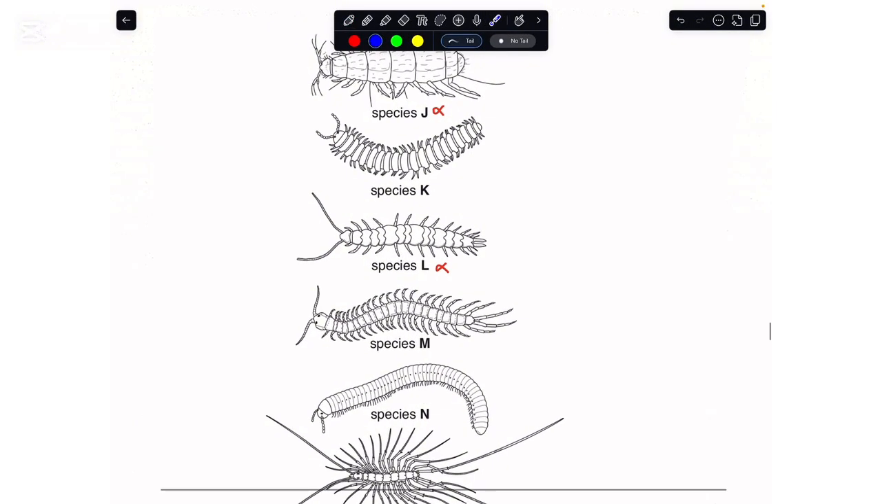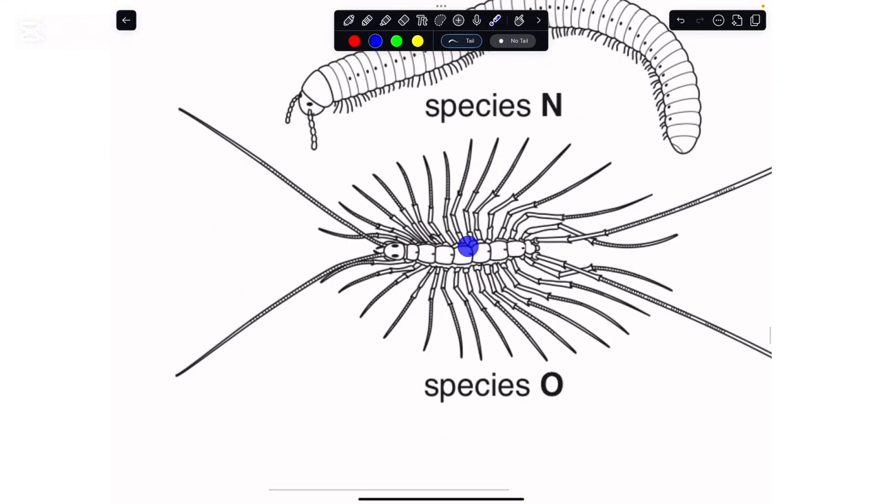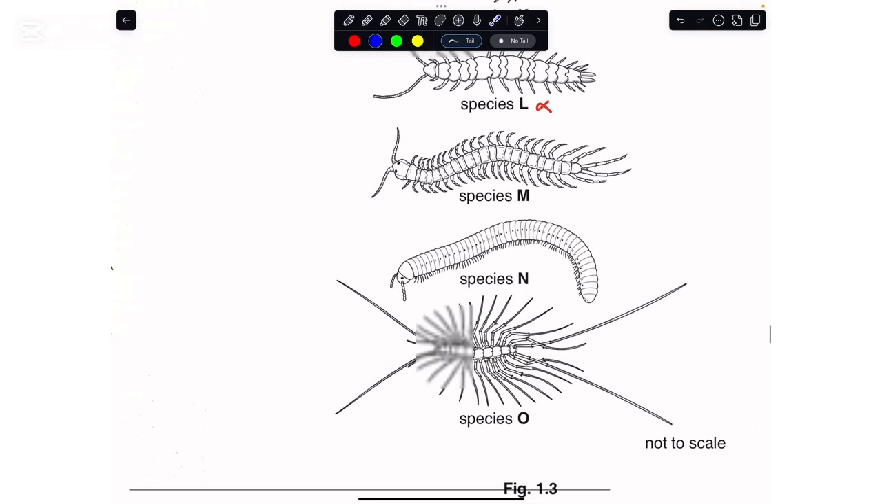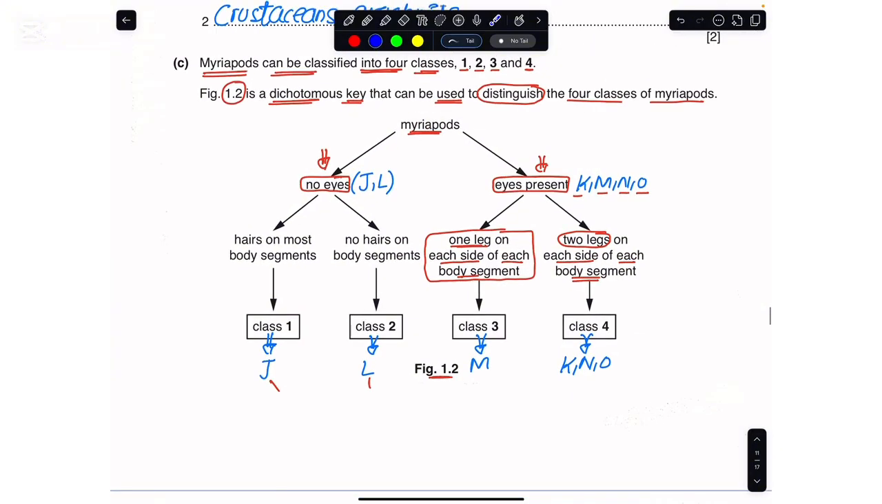Now you see for the K, we have got two legs on each side of their body. For the M, we have got just one leg on both sides of their body. For the species N, again we have got two legs in each of the segment, but this is there only on one side. And for the O, again in each of the segment we have got two legs. Like if I were to zoom, you see this is one segment, and we have got two legs on each side.